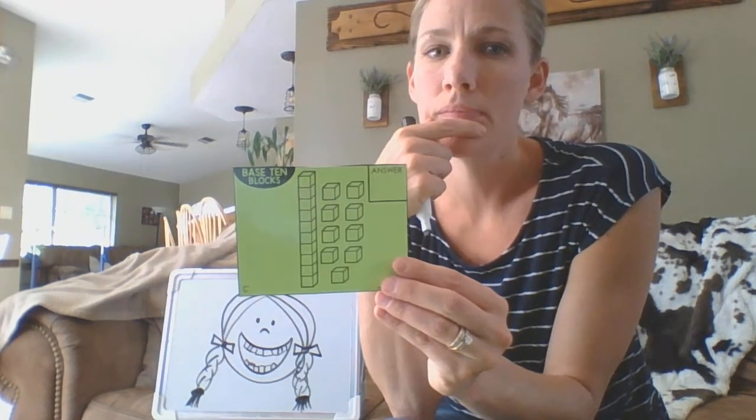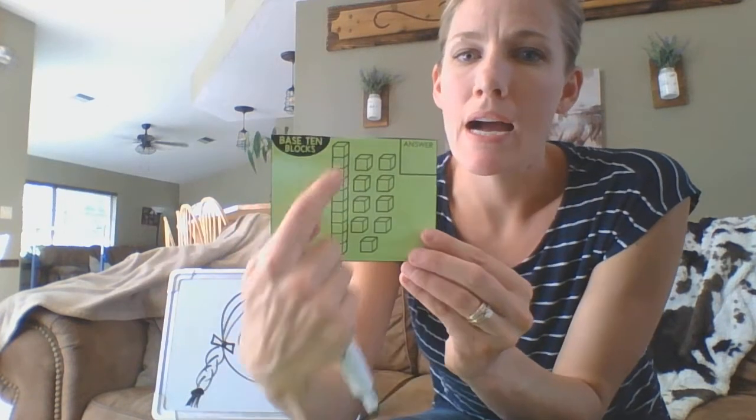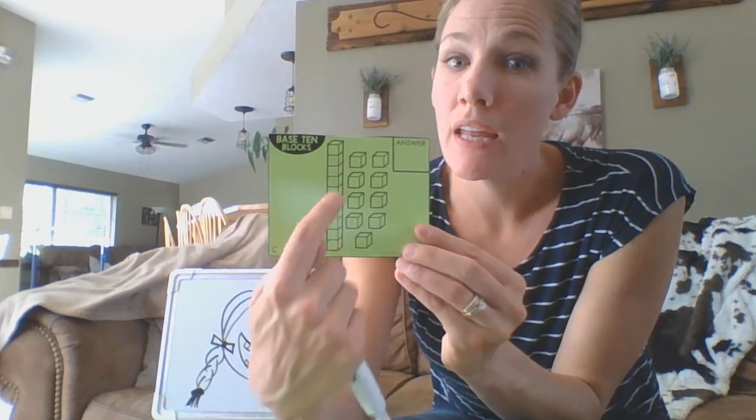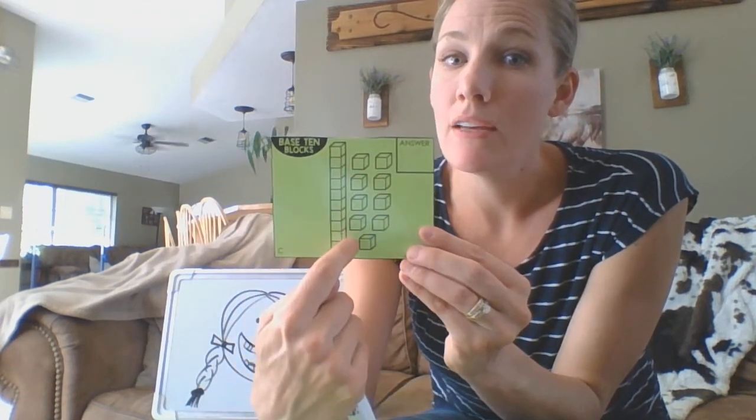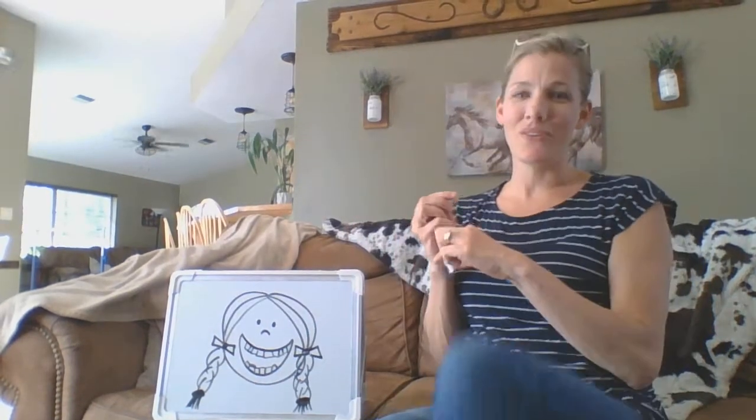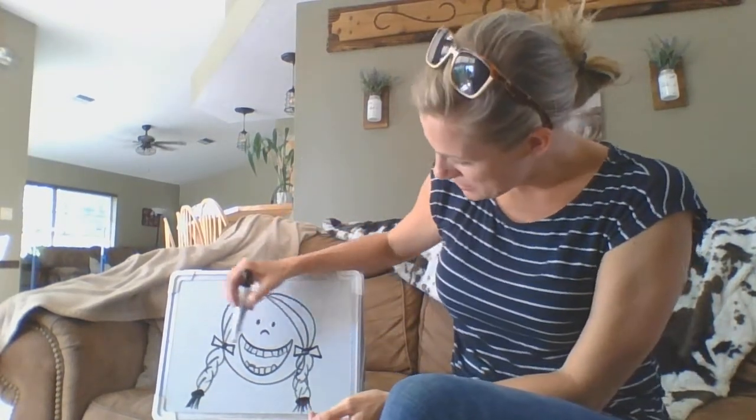See if you can picture it. I see one group of 10 and 9 ones. Let's see how it looks. One group of 10 and 9 ones. Very nice. Add your tooth. I'm running out of space on my person.